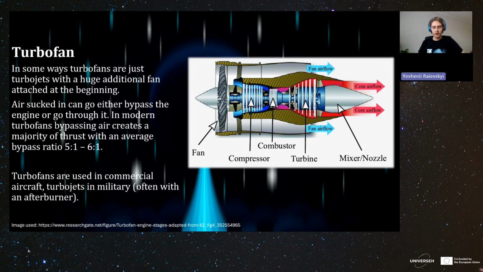This is a very important quantity, because the bigger it is, the better. You don't need to burn a lot of fuel to generate the same thrust, basically. Part of it just comes from this bypassing air, for free, let's call it. And the average bypass ratio in modern aircraft is 5:1, 6:1. In the most extreme cases, it can be even 10:1 or 12.